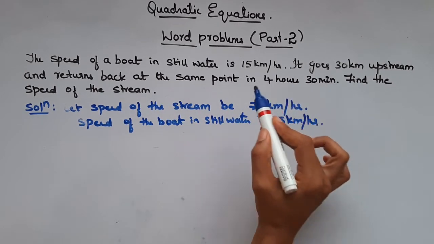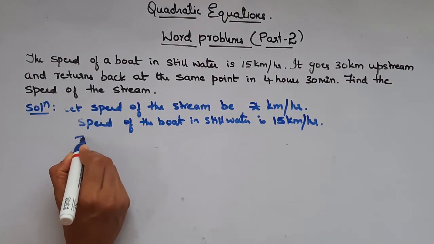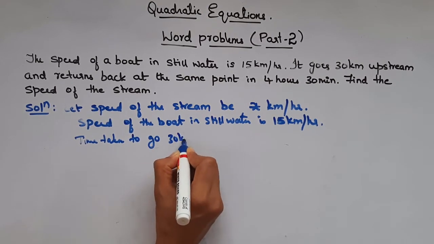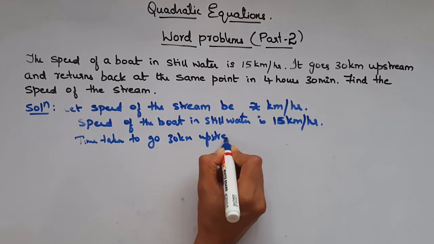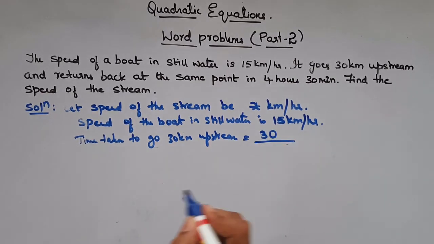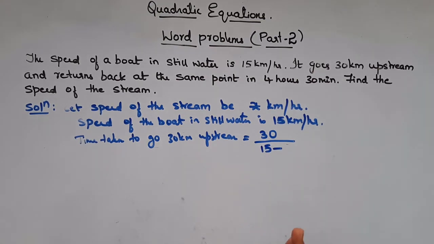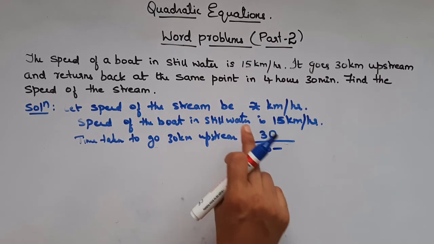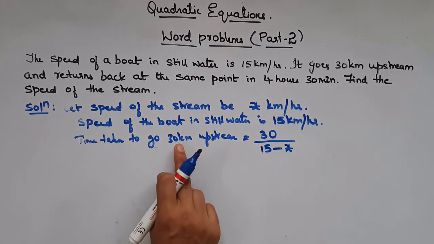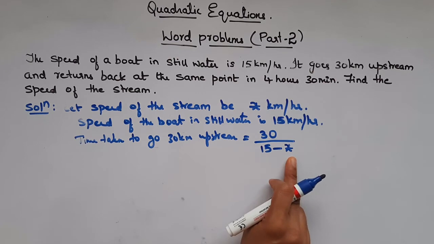So the time taken to go 30 kilometer upstream is nothing but 30 by the speed of the boat, which is 15, right? Minus, it has to go against the flow, that is the speed of the stream. Here the speed of the stream is x. So the time taken to go 30 kilometer upstream is 30 by 15 minus x.